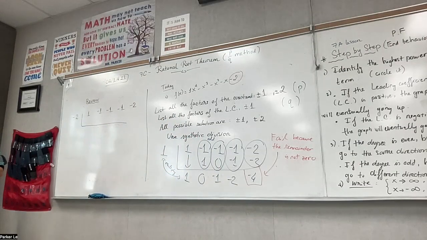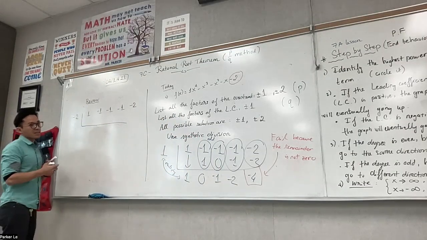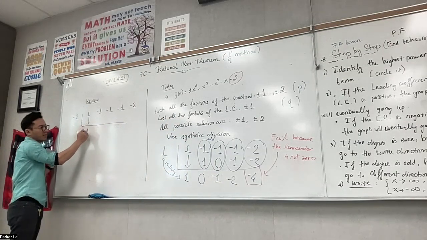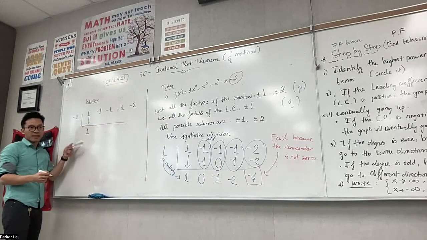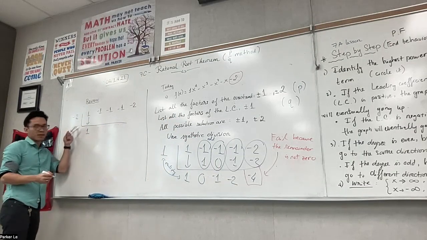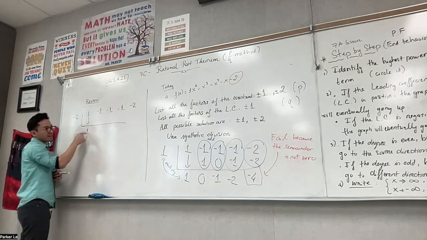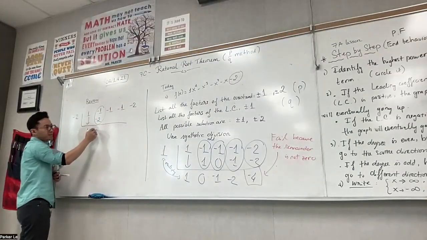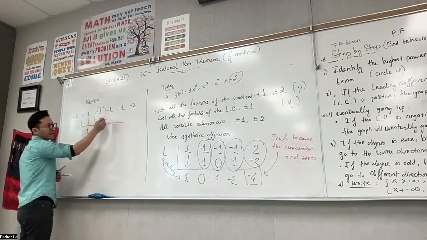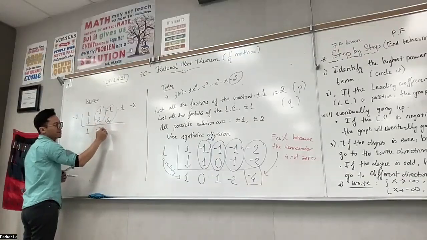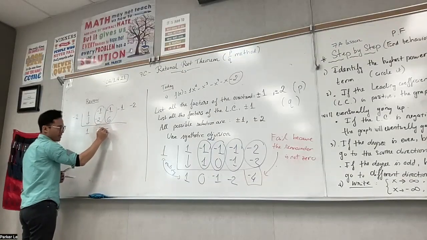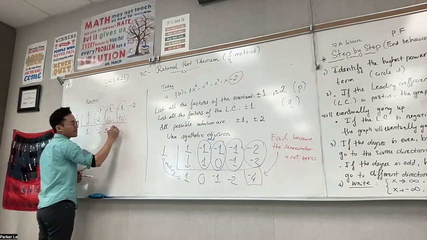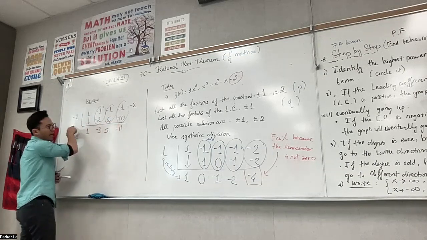Okay. Let's go back to here. So I'm going to use synthetic division to check if -2 is the solution. Okay. Multiply. Then 2. Add them. Multiply. Add them. 5. Multiply. Add them. Multiply.